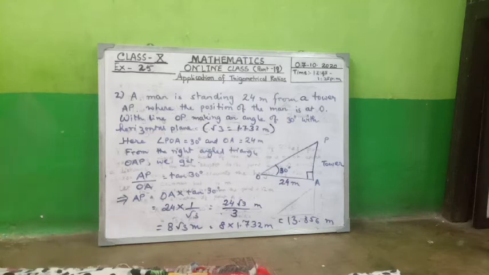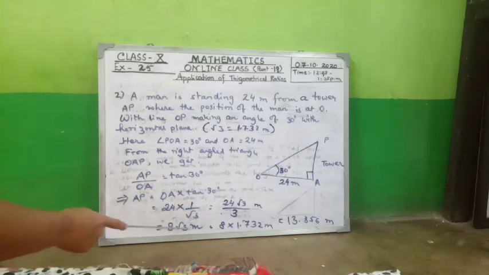Now you know root 3 means, if you apply Surd's rule, what you will get? Root 3 into root 3 will give you 3, and you have to also multiply 1 root 3 above. So 3 and 24 get cancelled. It comes to 8 root 3.